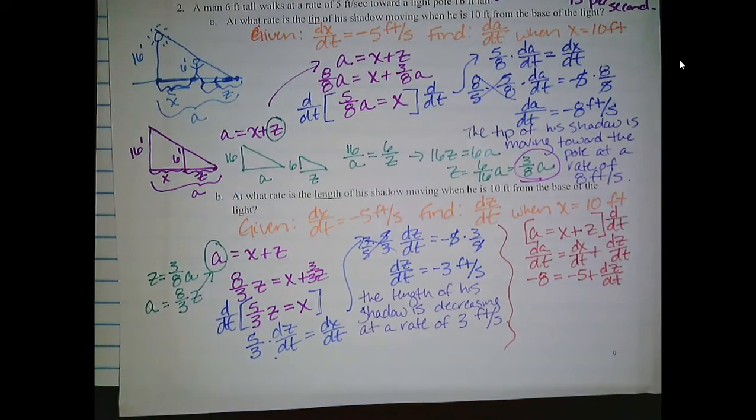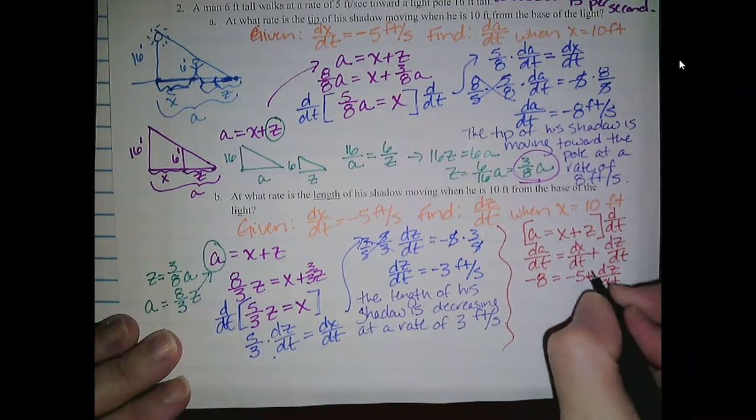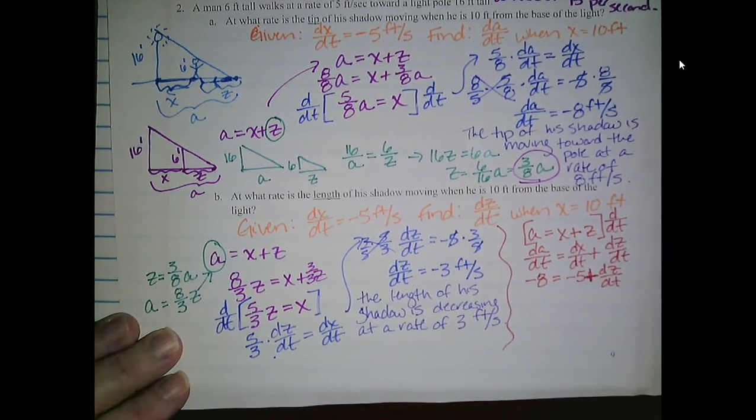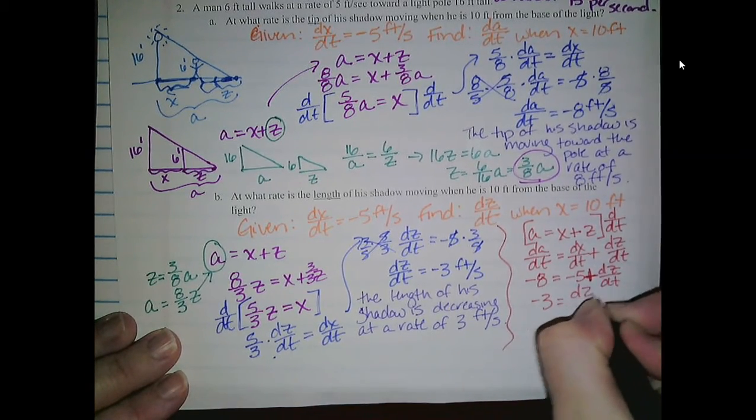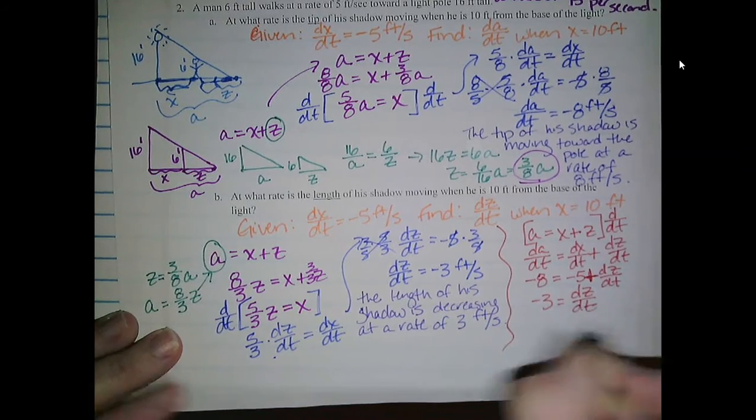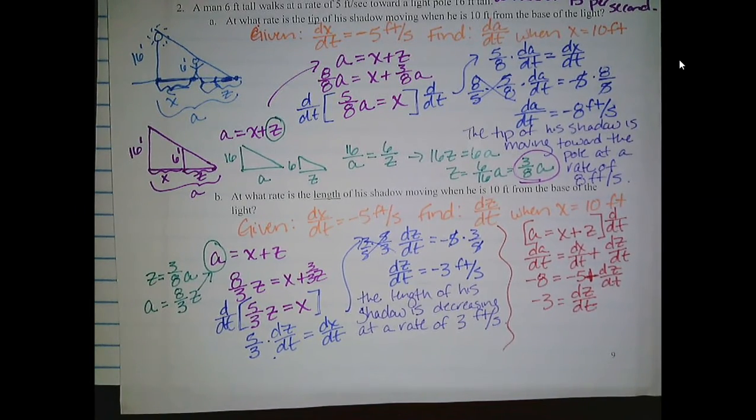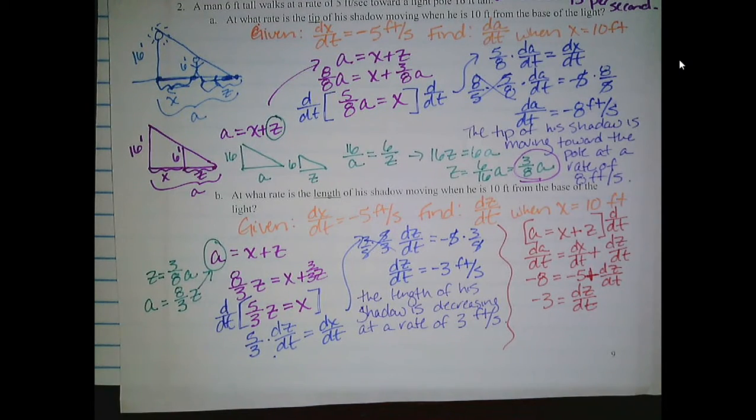And notice what would have happened. Because I knew dA dt at the exact instant that I was looking for dz dt, if I had added the 5 to both sides, that's a plus, not a t. If I had added the 5 to both sides, I would have gotten -3 is equal to dz dt. So even if I hadn't removed that third variable here, because I actually knew the rate of change of A with respect to t at this instant, I still would have gotten the exact same answer.